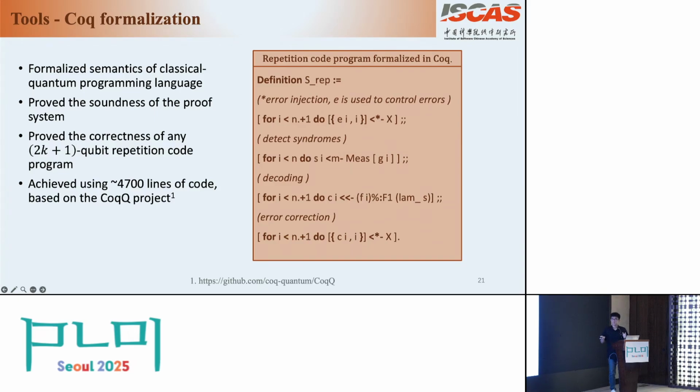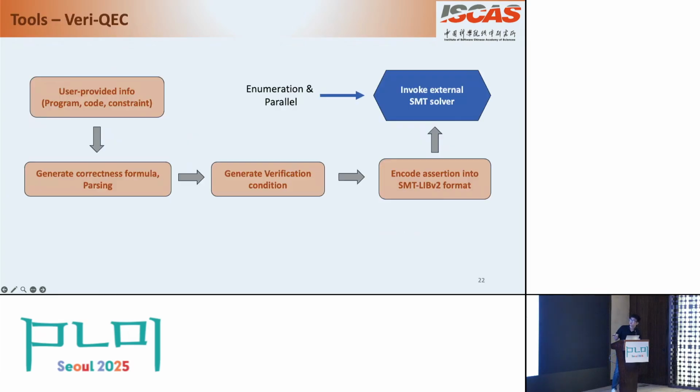And in the automated verifier, we use SMT solvers and provide constraints instead of the explicit form of decoders. And that's the reason why we choose to use the SMT solvers instead of directly employing the Coq proof assistant.